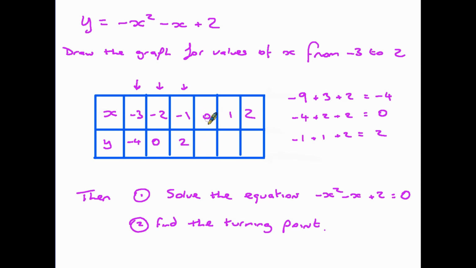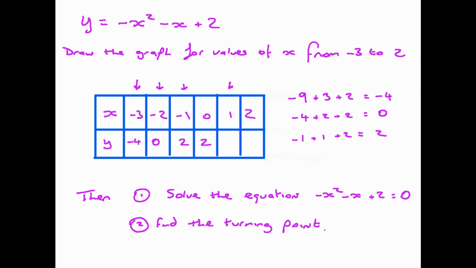Well, when x is 0, x squared is still 0, minus x squared is 0, take away x, still 0. All we actually have here is the plus 2, so that one is also 2. We can see possibly a pattern forming here, but I'll continue.